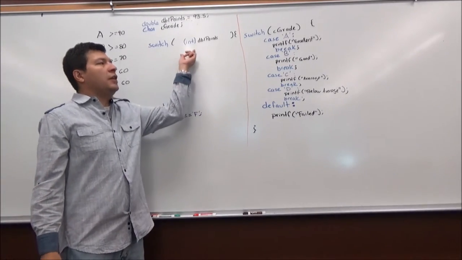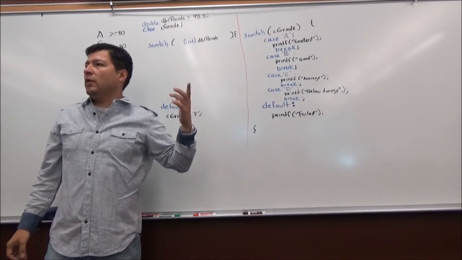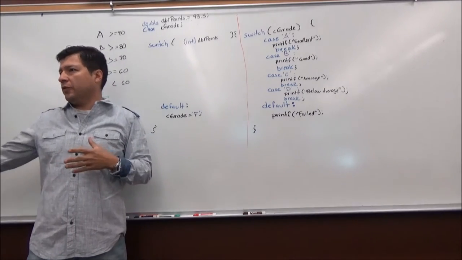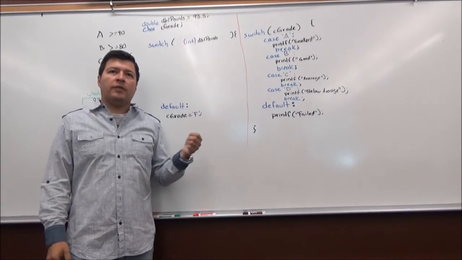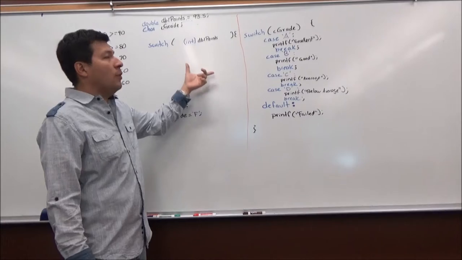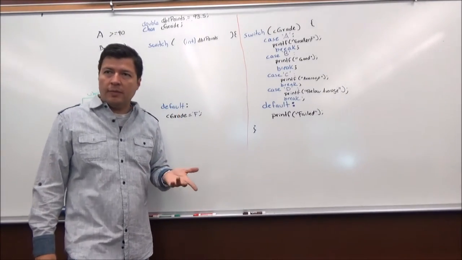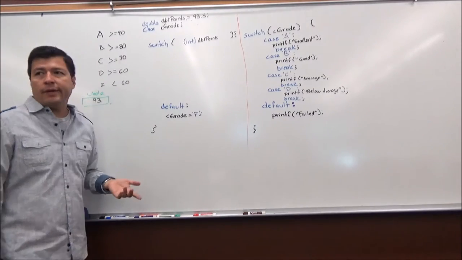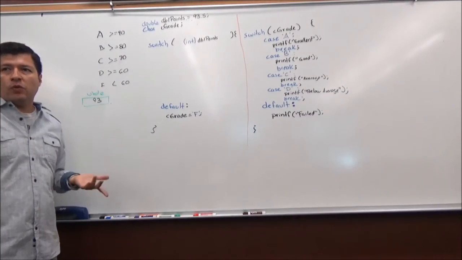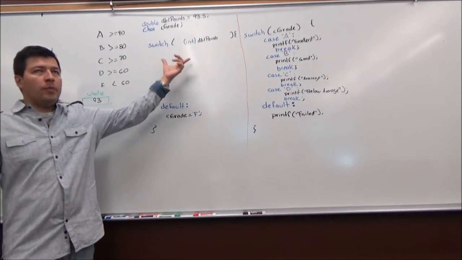So if I have an integer, I can cast it to a double, it will be 93.0000. And if it's 93.5 and it's a double, cast it to an integer, it'll just drop the decimal number. Easier. Now I can use this switch, because now I have a whole number.